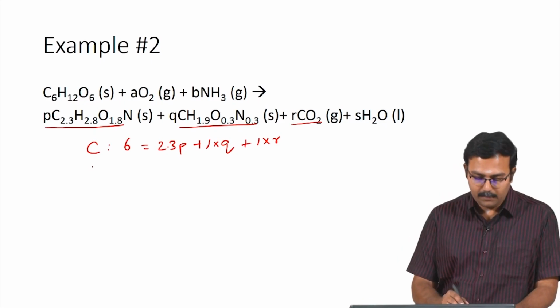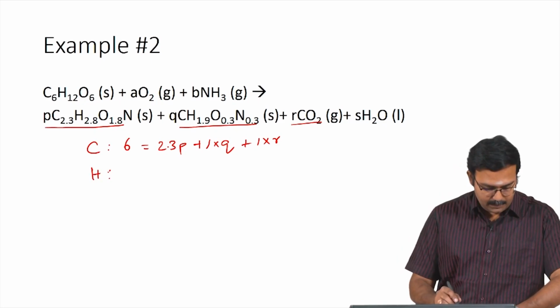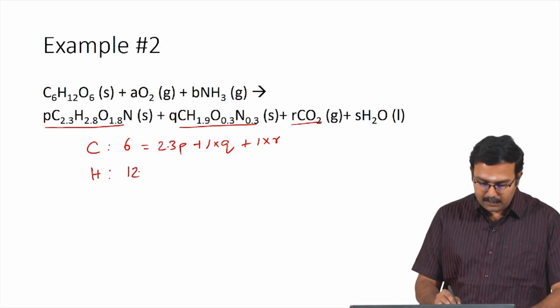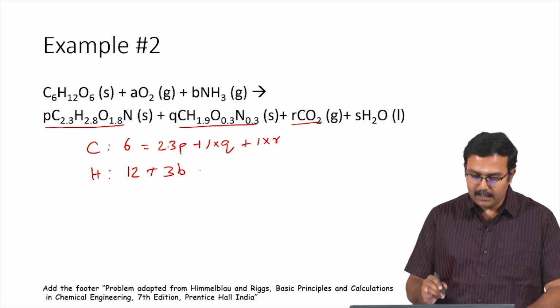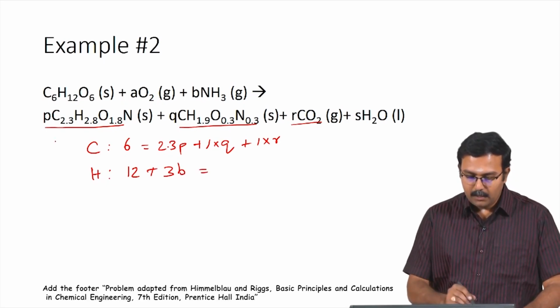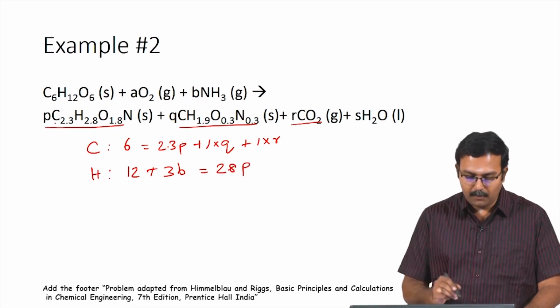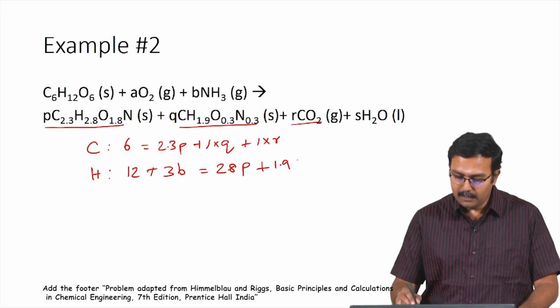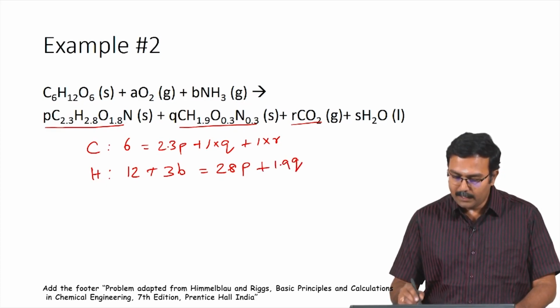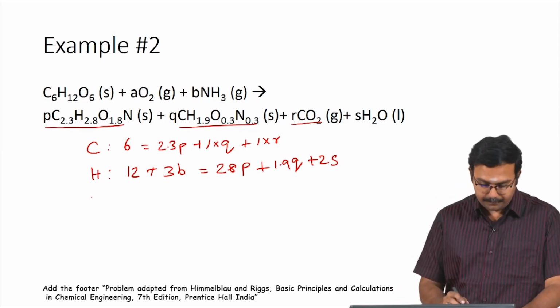You have 2.3 atoms of carbon in humulin, 1 atom of carbon in the biomass and 1 atom of carbon in your carbon dioxide. Similarly, we will have to write the balance equation for hydrogen as 12 atoms of hydrogen in glucose plus 3 times B atoms of hydrogen in ammonia ends up forming 2.8 times P atoms of hydrogen in humulin plus 1.9 times Q atoms of hydrogen in biomass plus 2 times S atoms in water.